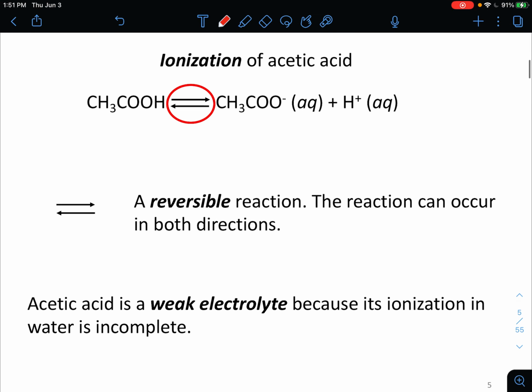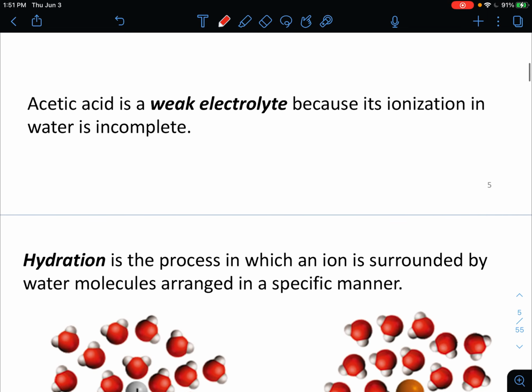Okay, so like I said, it's showing that reversible arrow here. We can either say the reaction can occur in both directions, or it just doesn't go to completion. And again, this acetic acid, it's a weak electrolyte because it ionizes, breaks apart into charged particles partially, and that's what that reversible arrow is telling us.